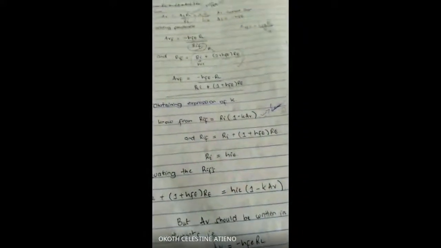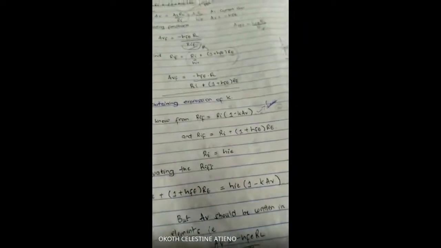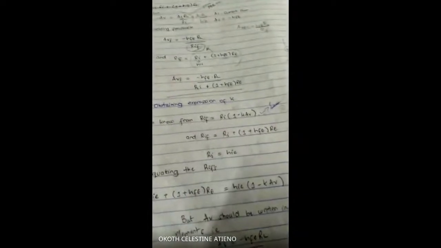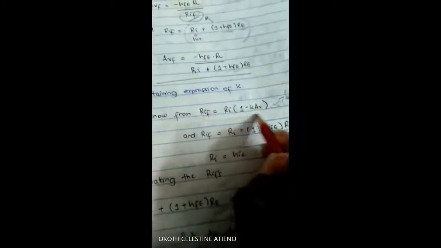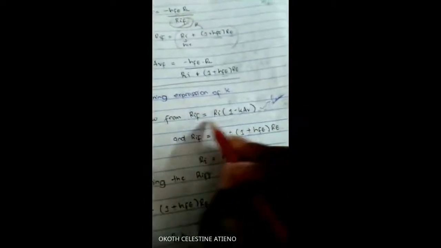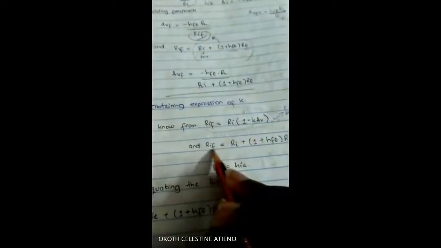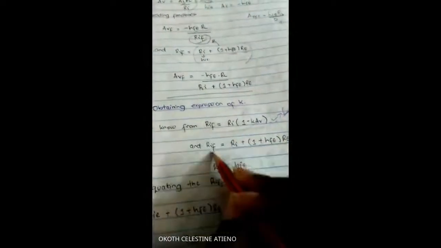And then the output expression, obtaining K. So to obtain your feedback factor, we'll use the two expressions for input resistance with feedback. You remember that when you have series feedback, input resistance is increased. So we'll use that expression, and we'll also use the expression we just derived. Because they are both the same, we equate the two, and remember that Ri is HIE.